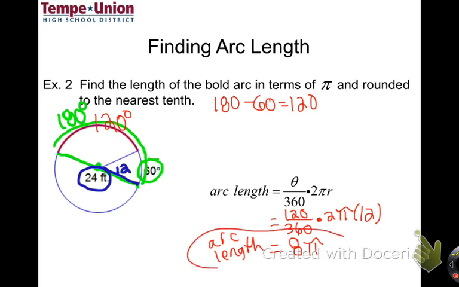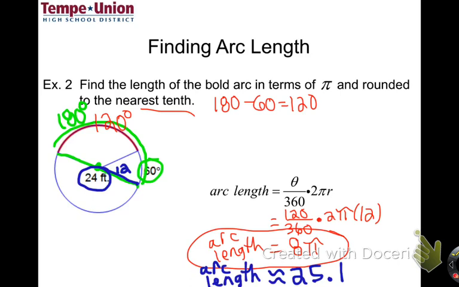So I'll circle that, a little bit messy, sorry. And then it says I need the answer to the nearest tenth. So then we would just multiply 8 times pi. And that's going to be approximately as well. So I would do 8 times pi. So I got about 25.1. Okay, so that's arc length again.